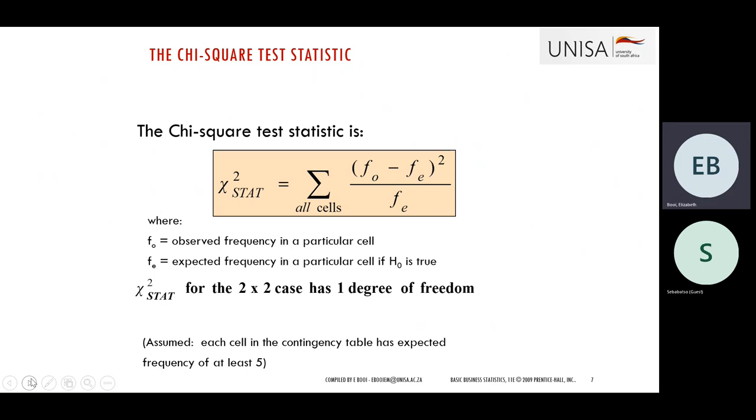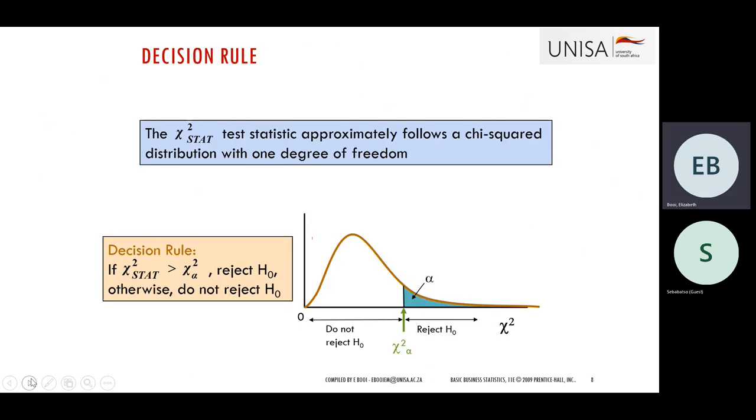So at least the observed value within the contingency table should have a value of more than 5. Then when we go and make a decision, because this is hypothesis testing, we make a decision based on our critical value and test statistic. If our test statistic is greater than the critical value, we reject the null hypothesis. We can also use the bell-shaped curve to guide us on where our critical value is and where we reject or do not reject the null hypothesis.